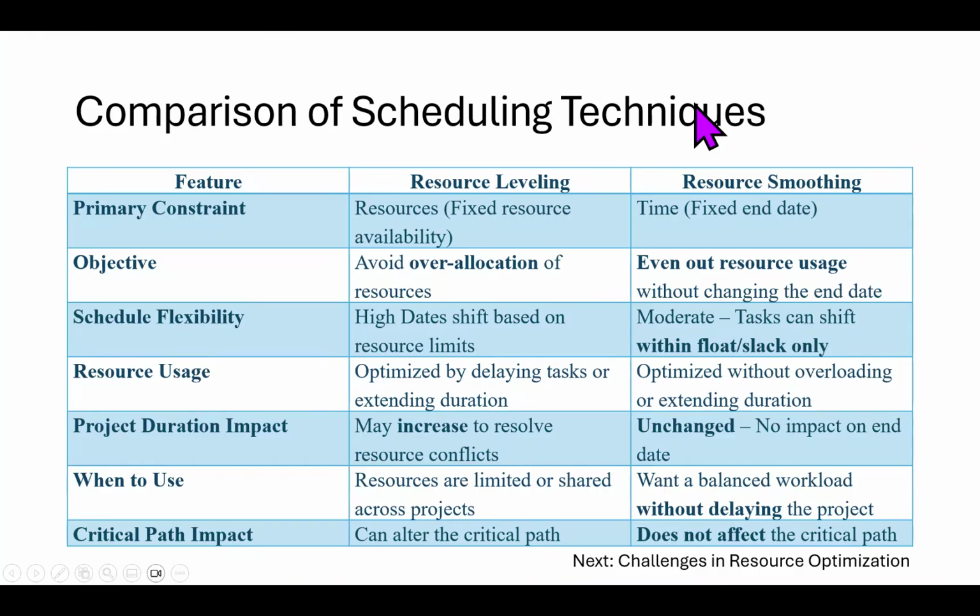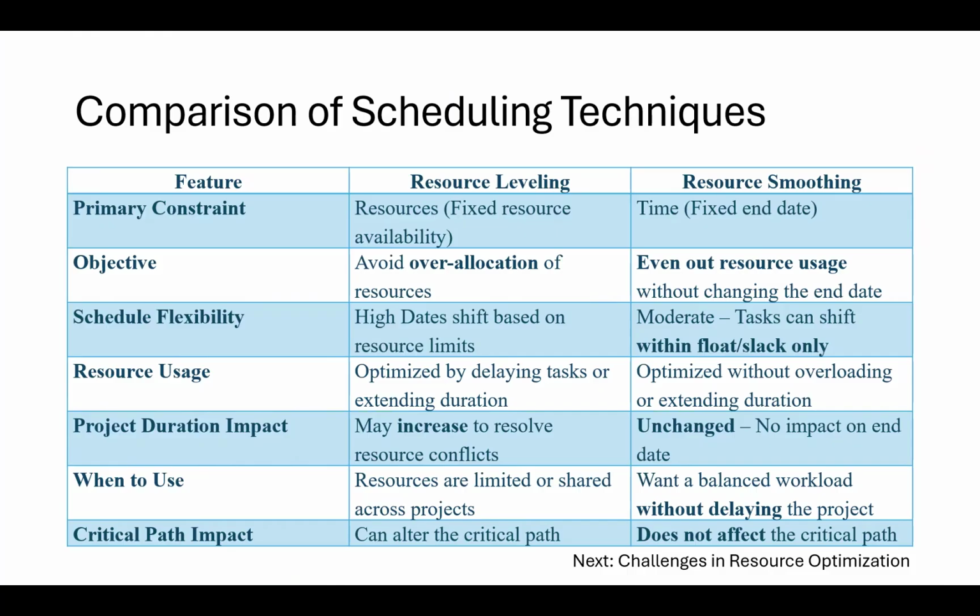Another way to review it: primary constraint, resources under resource leveling. For resource smoothing, time is our primary constraint. The objective for resource leveling and resource smoothing: with leveling, we want to avoid over allocation of resources. For resource smoothing, we want to even out resource usage.